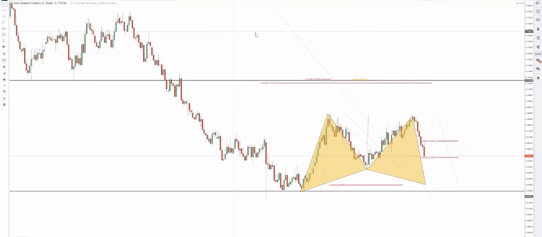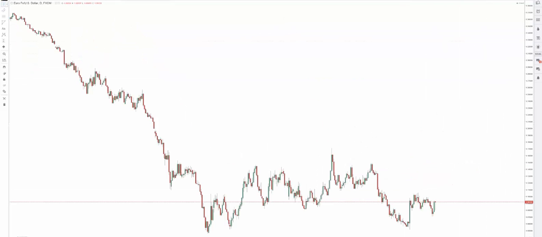Okay, so let's move over to the euro dollar. Okay, so here we are on the euro dollar daily chart again. Zoomed out a little bit, so we had the big move down, put in a little bit of consolidation, a little breakdown, and then we're consolidating again.